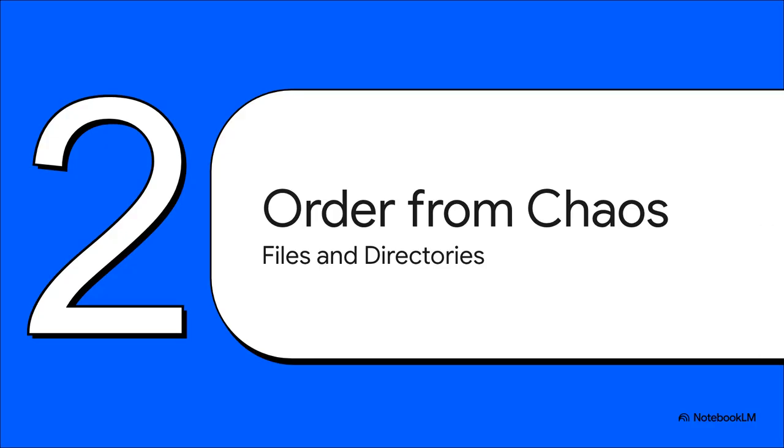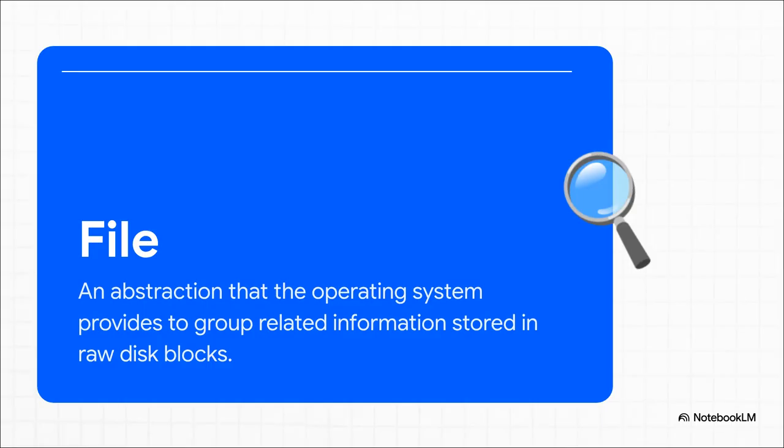Okay, order from chaos, files and directories. So how does our librarian, the operating system, actually create this order? Well, it all starts with two fundamental building blocks that you use every single day, probably without even thinking about them: files and directories. The first and most basic piece of the puzzle is the file.